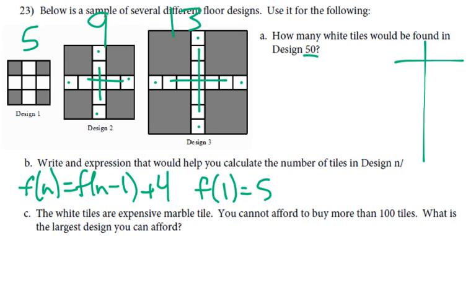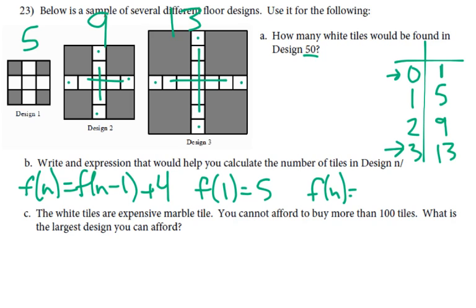Okay. Same reason I don't want to sit here and make a table out till I get to 50. We need to connect the input with the output. So to do that, we need to drop back to 0. If we had the design 0, that would be 1. So my equation would be f of n equals my starting number, 1, plus 4n, because we keep adding n's.